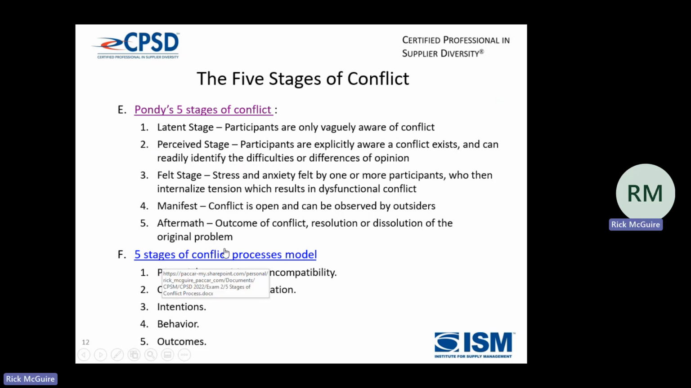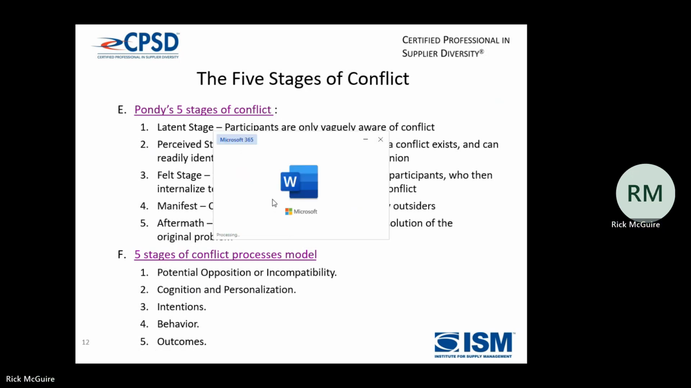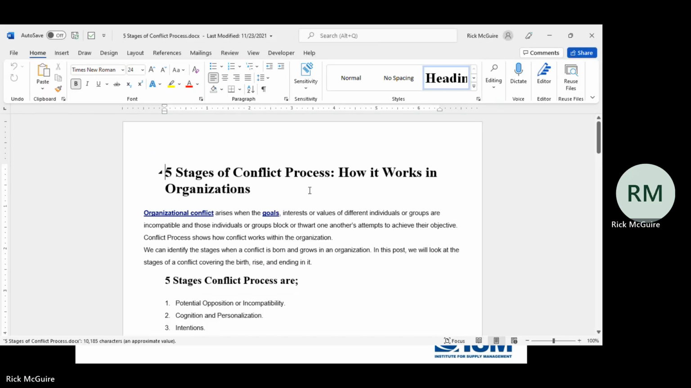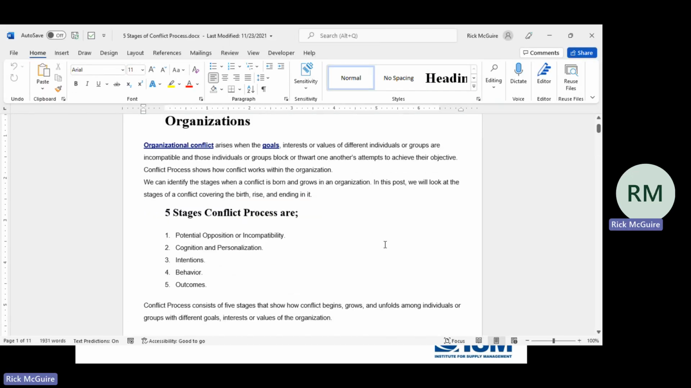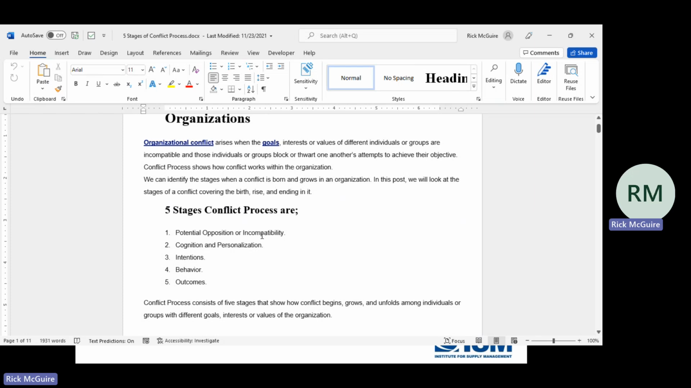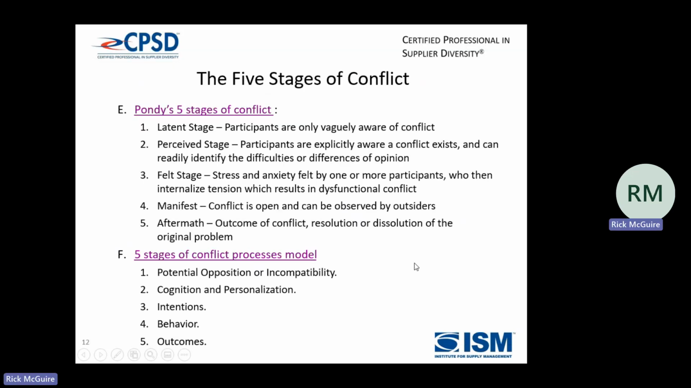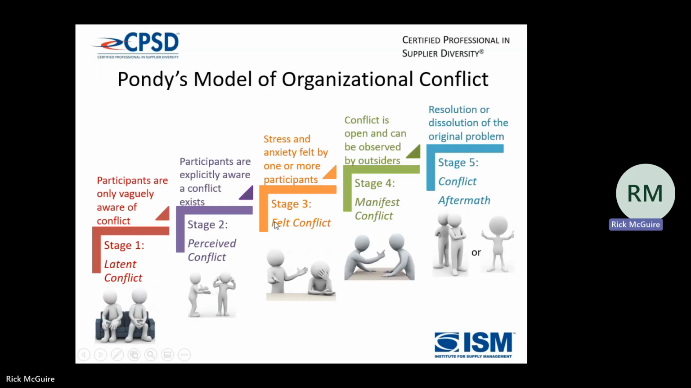There's another model that talks about 5 different stages. These are the 5 stages: potential opposition or incompatibility, cognition and personalization, intentions, behavior, outcomes. There's more on that if you're interested. So this is Pondy's model.